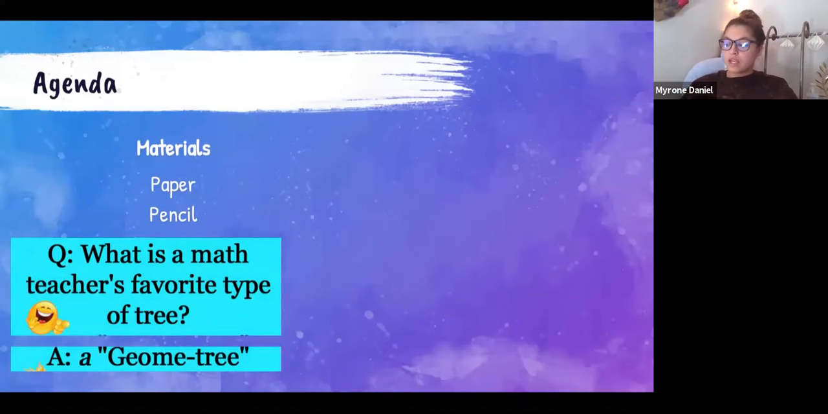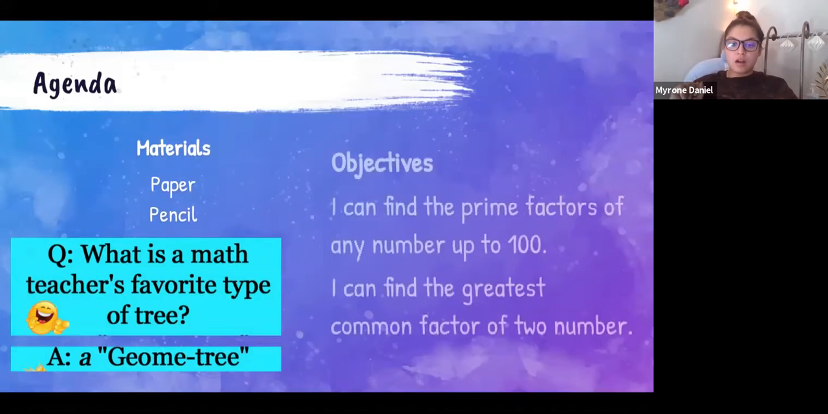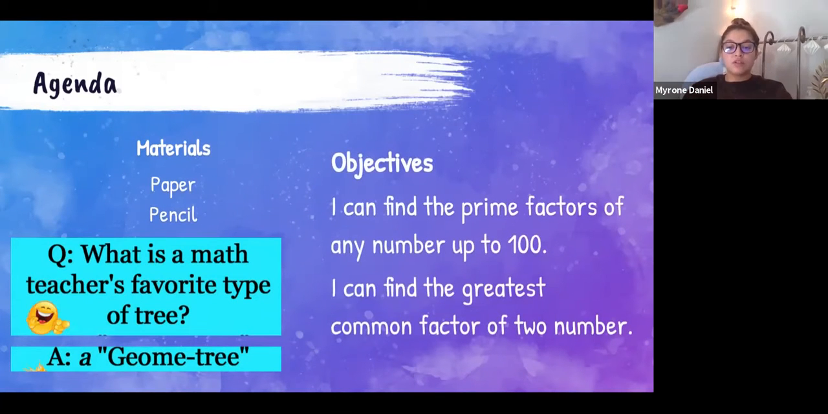And then we have our objectives. Our objective is: I can find prime factors of any number up to 100, and I can find the greatest common factor of two numbers. I'm going to repeat those again, and then I want you to repeat them after me. I can find the prime factors of any number up to 100. And I can find the greatest common factor of two numbers.